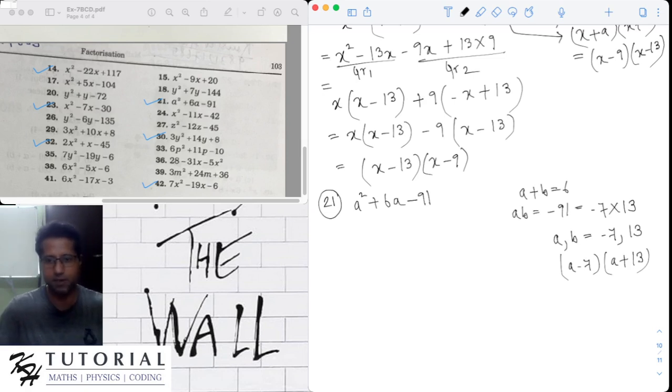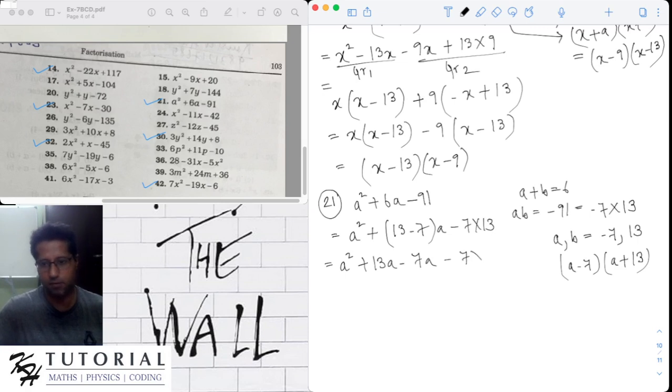But let's do it step by step. This is a square, and we have found a and b. Please do not confuse the a and b on the right hand side with the a in the polynomial. So 6 can be written as 13 minus 7 a, and minus 91 is minus 7 into 13. So this is equal to a square plus 13a minus 7a minus 7 into 13.